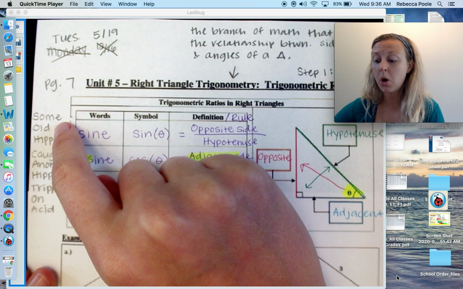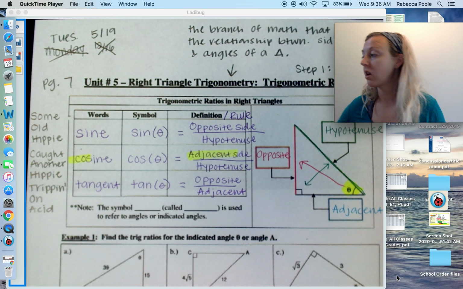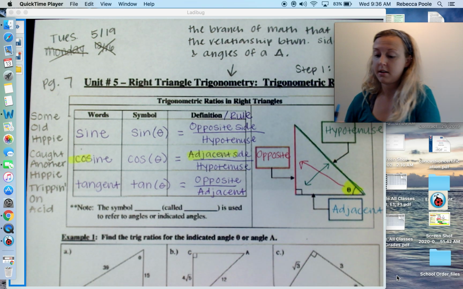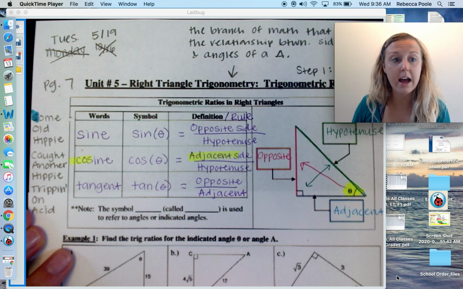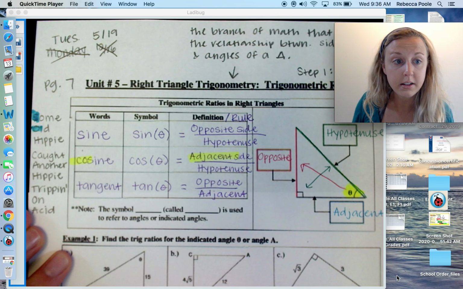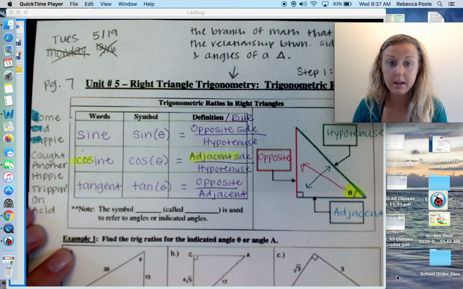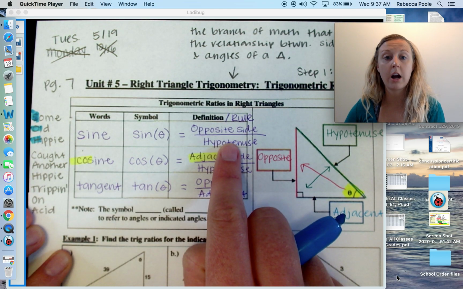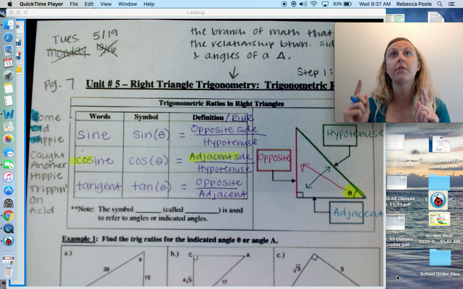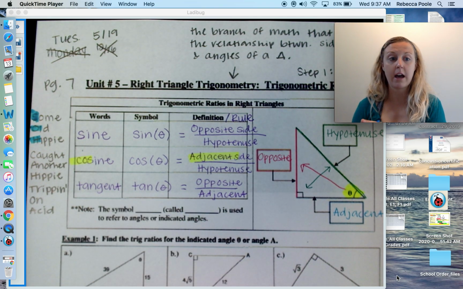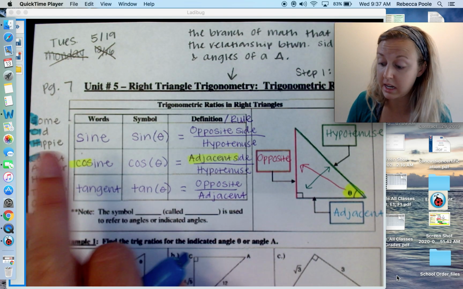But some old hippie stands for sine because it has an S, right? So for sine, check this out. For sine, we're going to do the opposite side. There's O, over the hypotenuse. Okay? Sine, opposite over hypotenuse. Some old hippie. So if you can remember some old hippie, then for sine, you're doing the opposite side over the hypotenuse. All right? Now, caught starts with C, so does cosine.